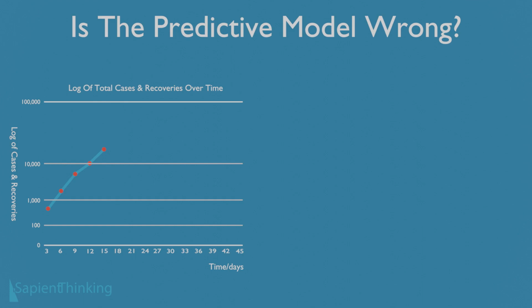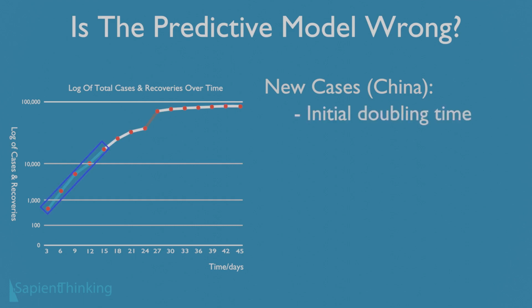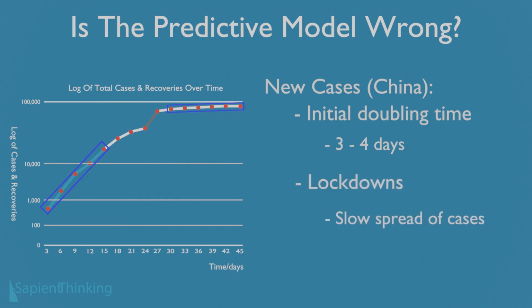As the range in the case data varies so wildly, we can use a log scale in order to compress the data to see the trends in the data. By looking at the full range of data available for new cases from China, we can see both the initial doubling time of unrestricted COVID-19 and we can see the effect of lockdowns to slow the rate of new cases.